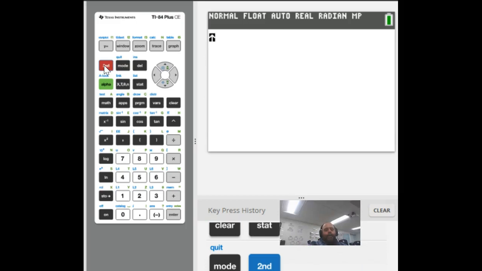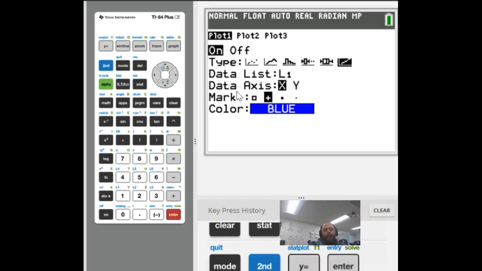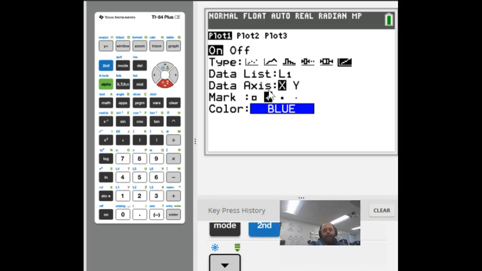So what I'm going to do here is go second stat plot. I'm going to turn on plot 1, and there's a scatter plot. This is kind of what I want, but not really. That's a polygon, that's a histogram. These are the 2 box plots that we've already used. This one over here is the normalcy plot. So I'm actually going to turn that last one on.